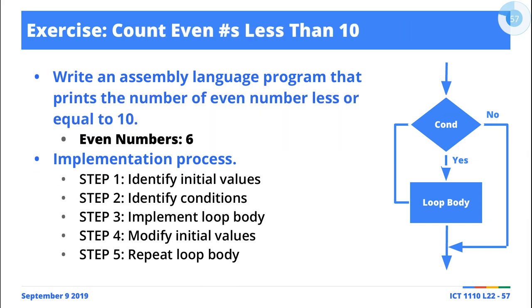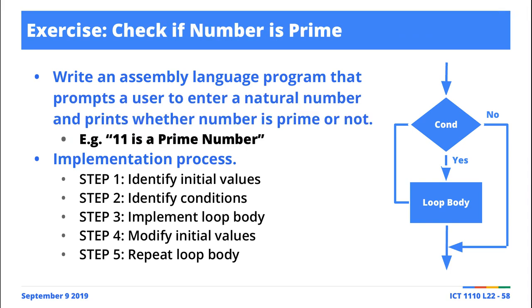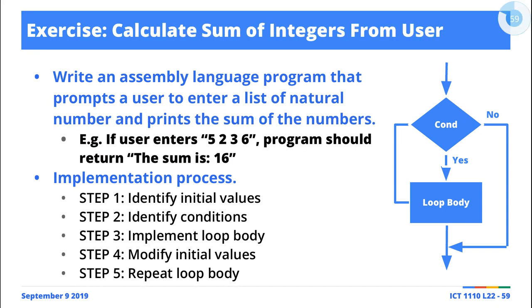I had a whole bunch of examples. There was count even, which is already on YouTube actually, and then a question that checks whether a number a person enters is a prime number. And then there's a question that requires you to write a program that prompts a user to enter an unlimited list of numbers. I could enter, for instance, 5, 2, 3, and 6, and once I'm done, I must return the sum of those numbers. Another user might enter 100, 200, and 300, and the program must return the sum of the numbers the user has entered. So the question is, how do we use loops to do that?